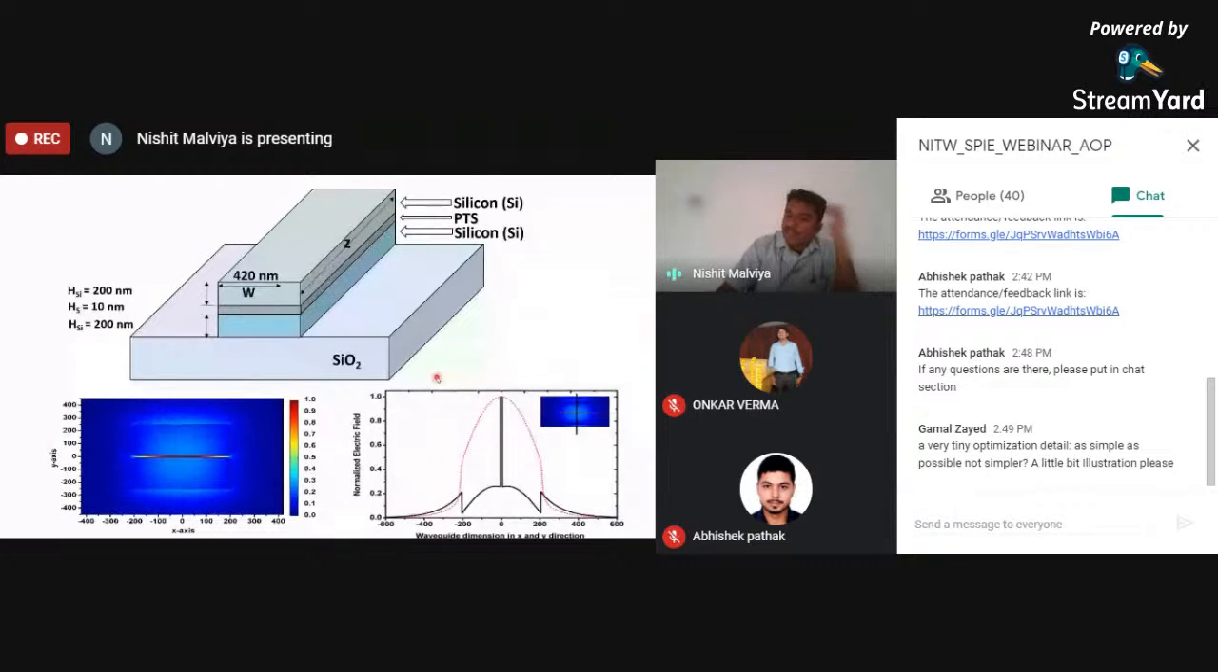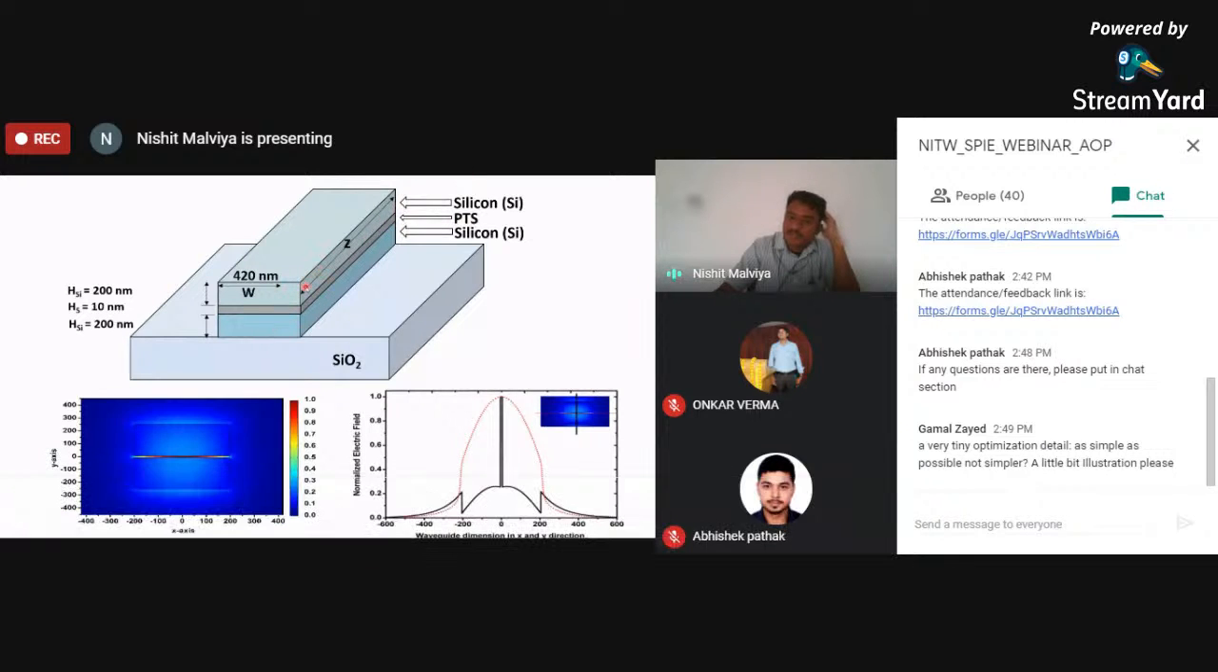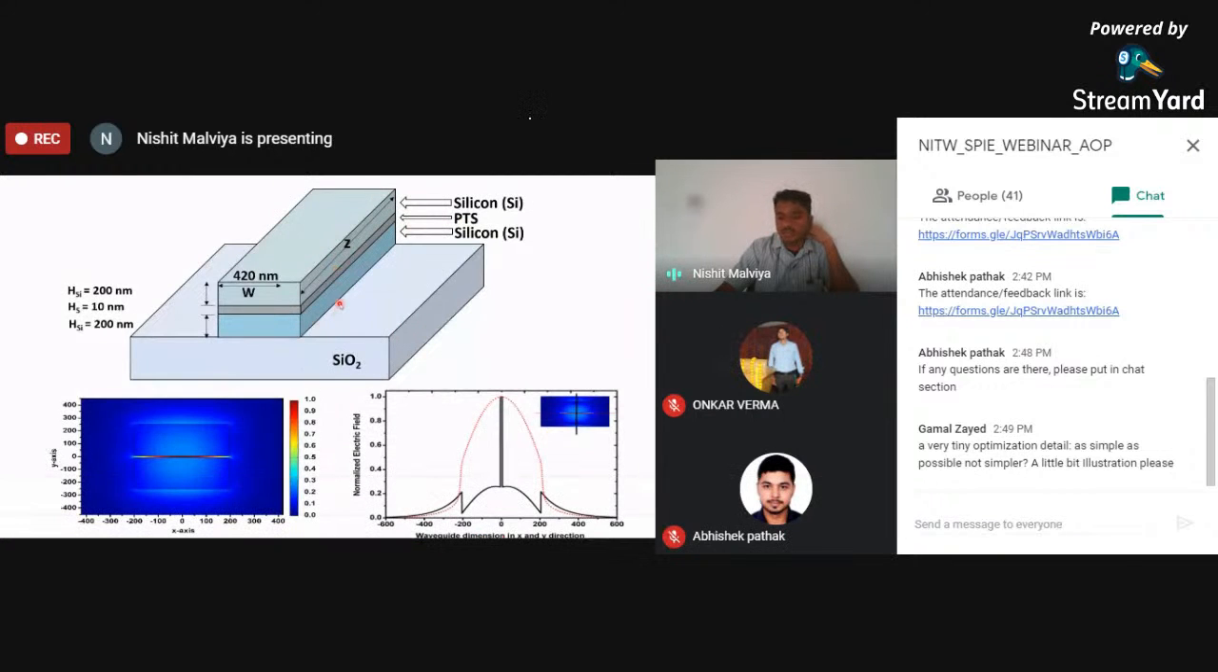So here, another type is the horizontal slot waveguide. In the slot waveguide there is a slot present. This is made of silicon, and this is another made of silicon. In between, the organic material is PTS. PTS has some advantages. This is the nonlinear material. It provides a very high nonlinearity, and this slot waveguide confines most of the light in this slot region.